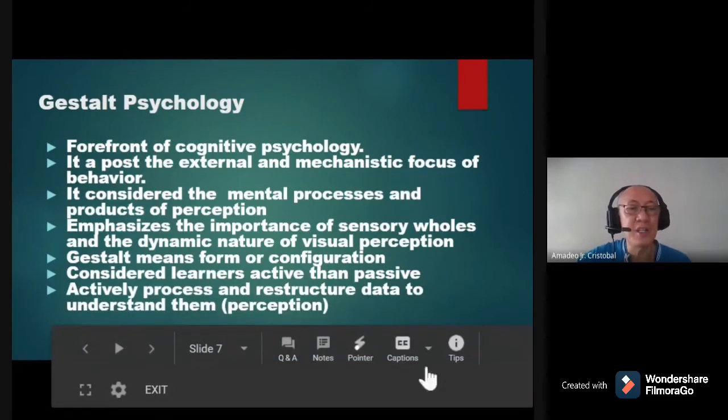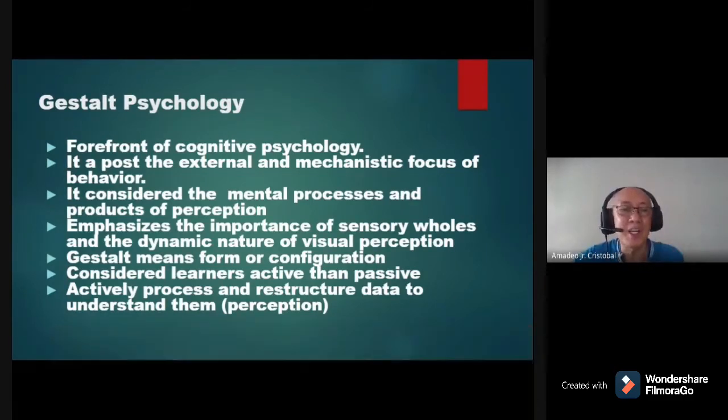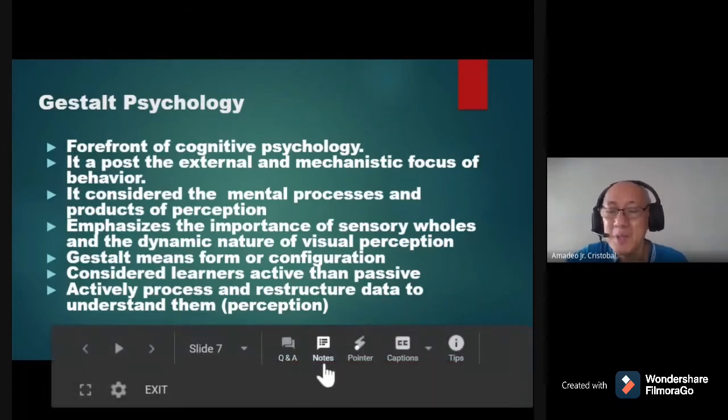Next consideration: actively process and restructure data to understand them. When we speak about an active learner, he is actively processing and analyzing the data in order to understand. So what I am explaining and discussing with you, all you have to do after receiving it is to process it in your mind, so that upon perception or understanding, you will get learnings from it.